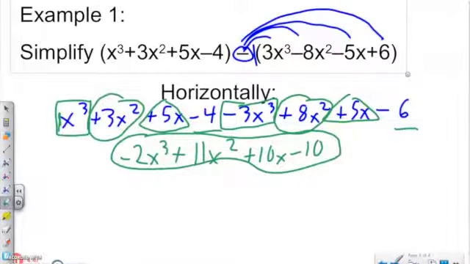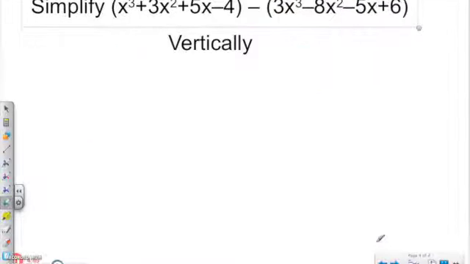Alright, we're going to take a look at the same problem one more time. We're just going to do it in a different method, and that's going to be a vertical method. This is probably the method I prefer. Alright, when we're doing vertically, that means up and down. So like this if you're having trouble picturing that.